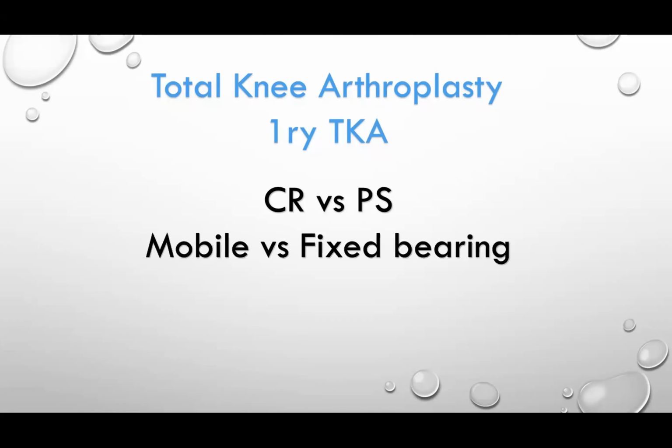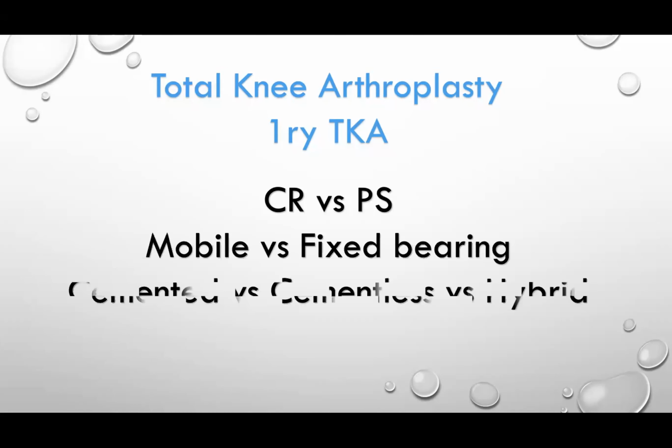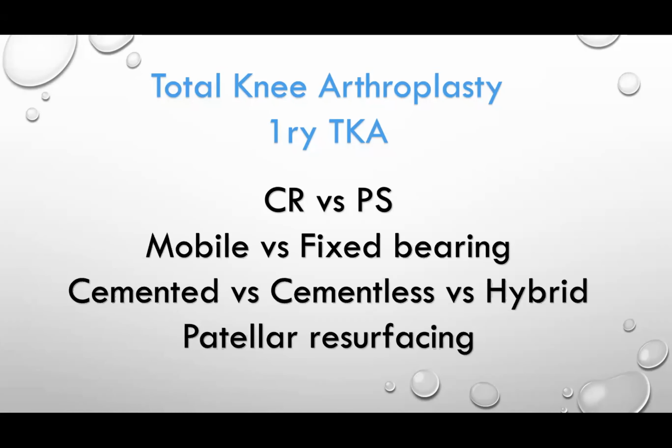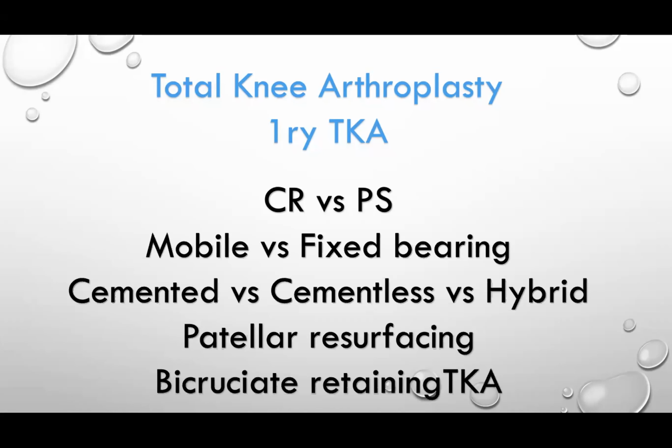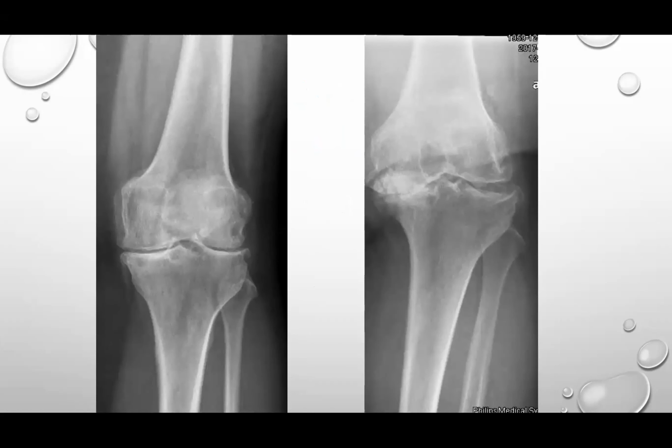Then we go into the total knee arthroplasty. So lots of controversies. How would you counsel your patient? What implant would you select? Cruciate retaining or posterior stabilized knee? Mobile or fixed bearing? Cemented, cementless or hybrid? Then would you resurface your patella or not? And finally, what about bicruciate retaining total knee arthroplasties?